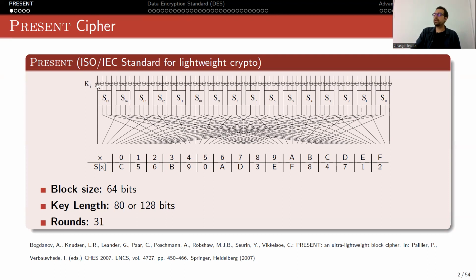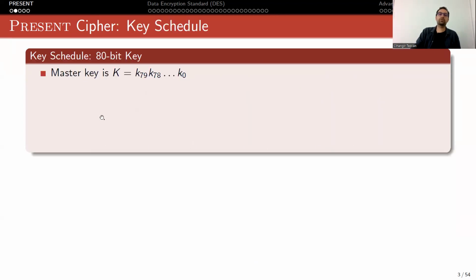We don't know how these round keys are generated. So let's focus on the 80-bit key. You choose a random 80-bit key. These are random zeros and ones. We say that the rightmost bit is represented as K0 and the leftmost is K79. And round keys are the leftmost 64 bits of this master key that we keep in a register.